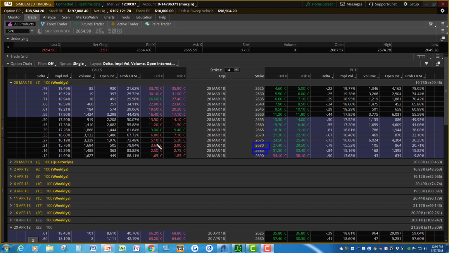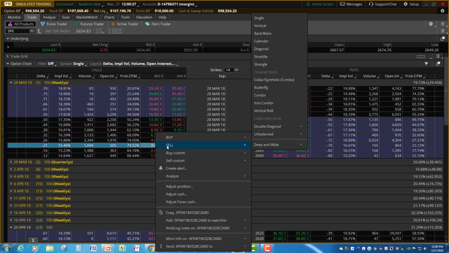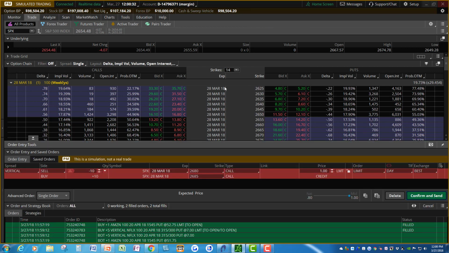I'm sorry, I have to take it off screen draw in order to make this activated again. Okay, we want to sell the 580, so we're going to left click the 580. We want to sell a vertical. 2680, 10 contracts, that sounds about right. $1 credit. Now they're not going to quite give us a $1 credit, so look at the difference here. We want to sell it between the natural and the mid, but closest to the mid we can get. So we'll sell it for $1.05.